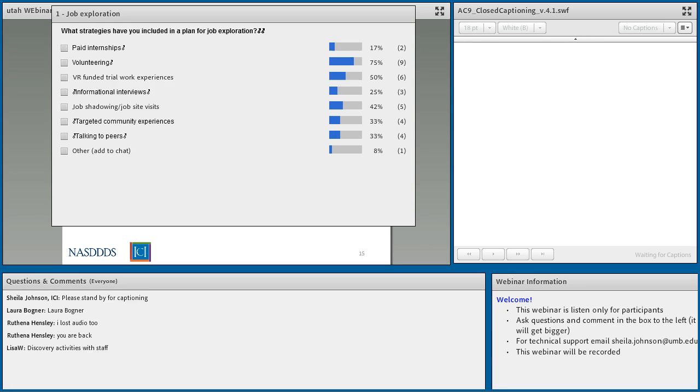A couple of paid internships, which is very cool. Informational interviews are a critical place that kind of bundles with job shadowing and job site visits, or people getting out, seeing what their options are. Expanding the number of work experiences, of community experiences a person has, is also a way to explore what people's interests are. Talking to peers. And discovery activities with staff. So as a specific service, discovery is something to be thinking about at this point as well.